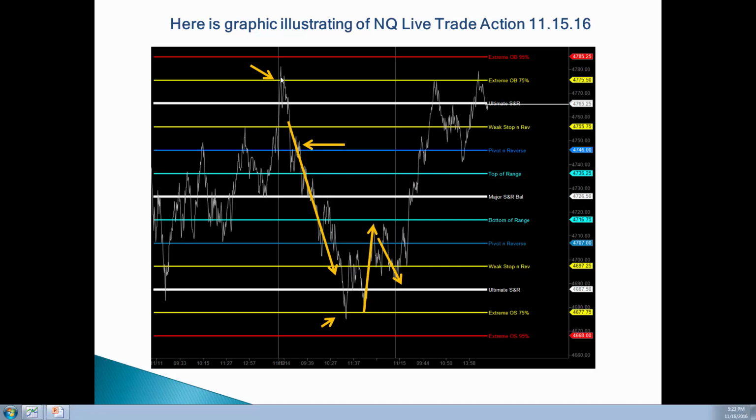So you remember that the market hits certain levels over and over again. And the market tends to respond in certain ways from those levels, again in a repetitive nature.